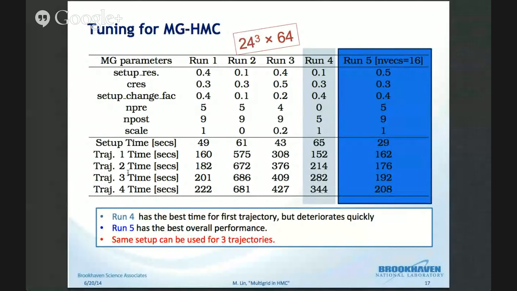So when do we decide to refresh the setup? We decide we need to redo the setup when the trajectory time is longer than the setup plus the first trajectory time. For example, here, 208 is a bit larger than the sum of this. So we will use the same setup for 3 trajectories, and then at the fourth trajectory, we'll need to redo the setup from the gauge configuration that it starts with.